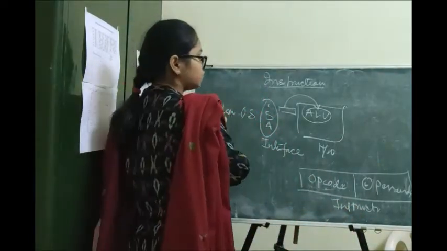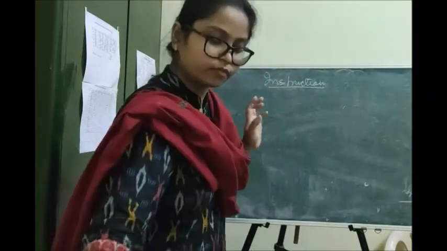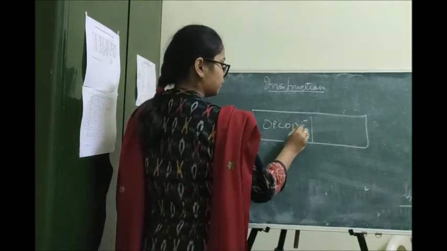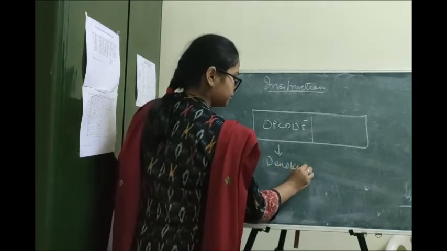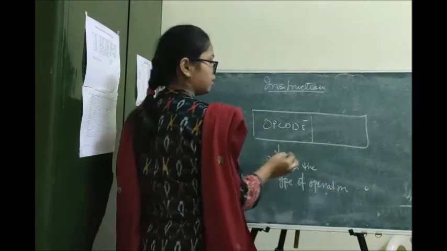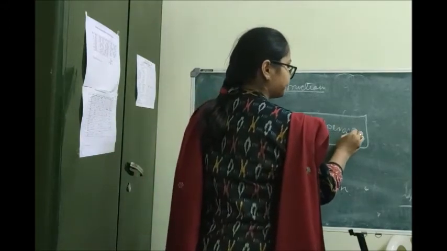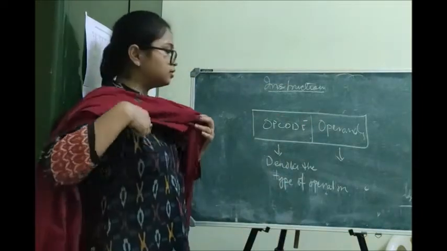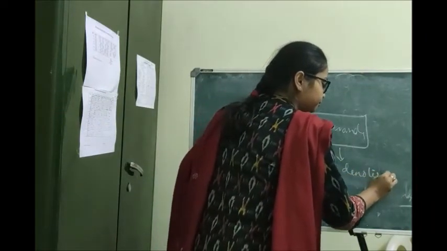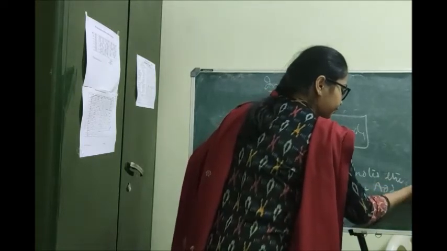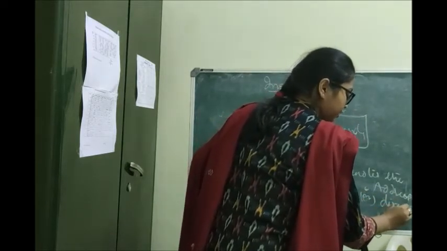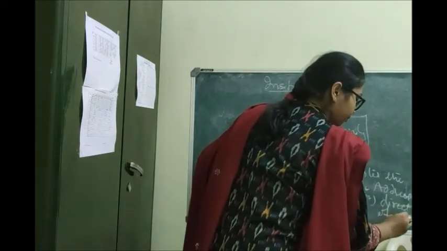So, what does an instruction consist of? Instruction consists of an opcode. Opcode denotes the type of operation. And operands are the numbers on which we have to perform the operation. So these fields denote the address of or direct value of operands.